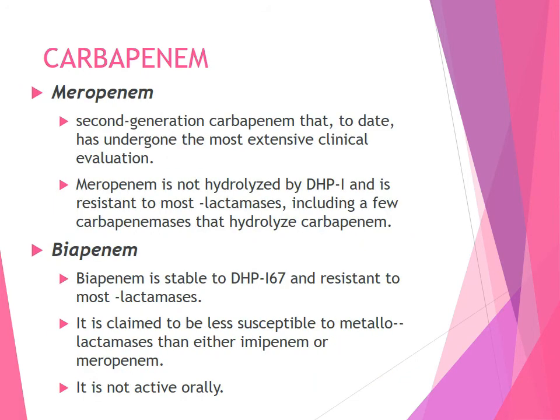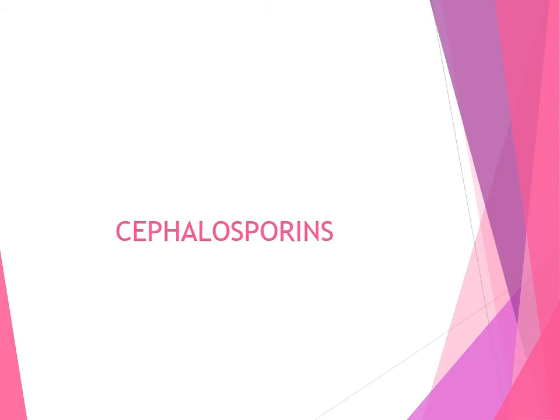Next, we have meropenem. This is a second generation carbapenem. It is not hydrolyzed by dehydropeptidase 1 and is resistant to most beta-lactamases, including a few carbapenemases that hydrolyze carbapenem. Your biapenem is stable to dehydropeptidase 1 and resistant to most beta-lactamases. It is not active orally and is less susceptible to metallo-beta-lactamases than either imipenem or meropenem.